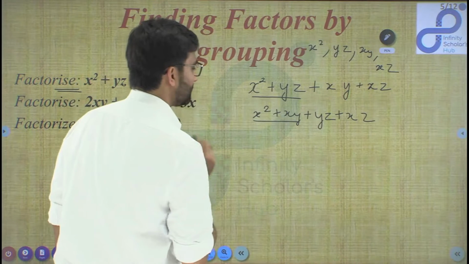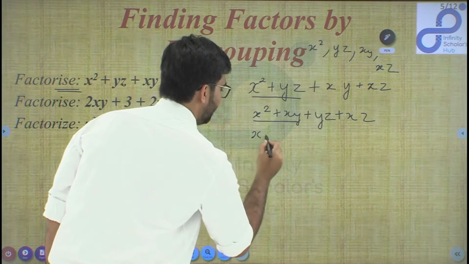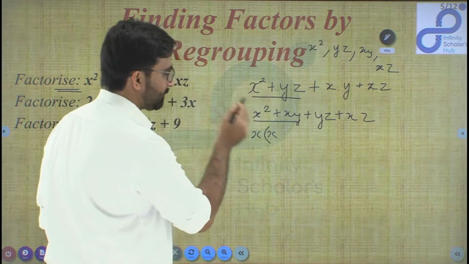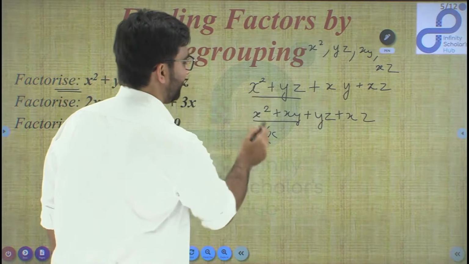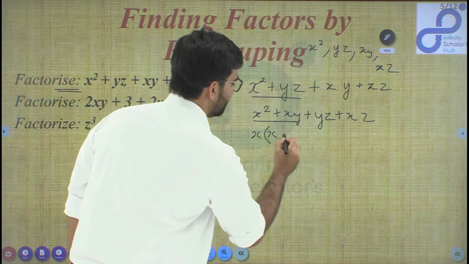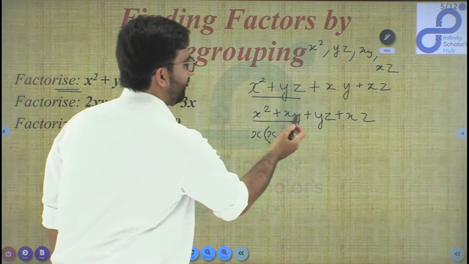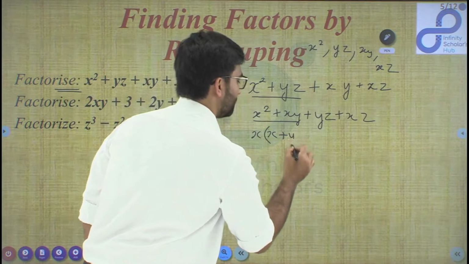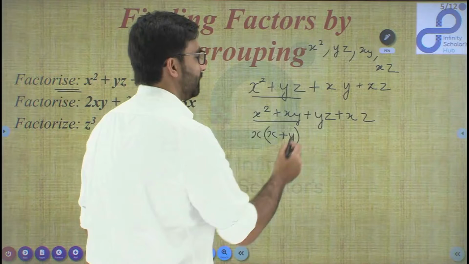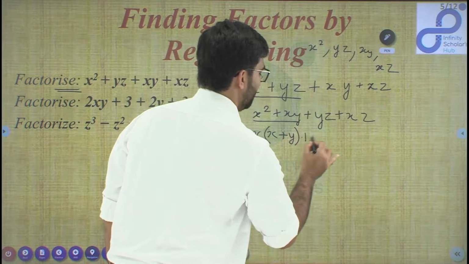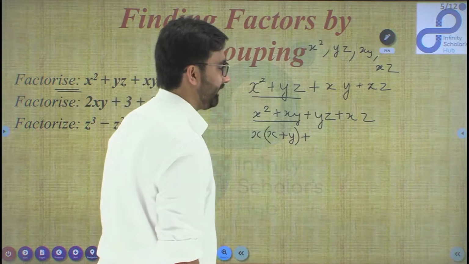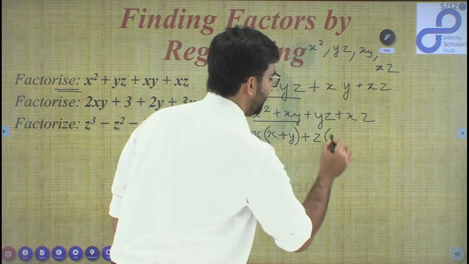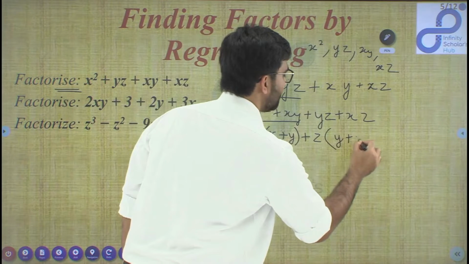So if I take the first 2 terms, x is common, so I'll write x. Inside the bracket I will have only x left, because over here it was x squared and one x is removed from here, so I will have only x in the bracket. You have a positive sign, you will put positive. Then you have xy, out of which x is already taken out common, so only y is left over here, so y, bracket closed. On this side, if you see plus, you will put a positive sign because there is a positive sign over here. Now in yz and xz, z is common, so you will write z outside the bracket. Inside the bracket you will have y plus x.